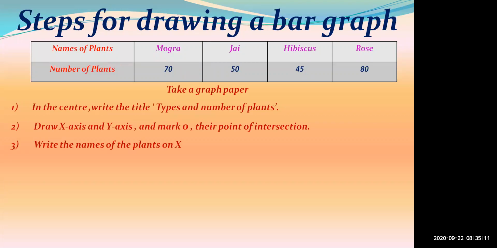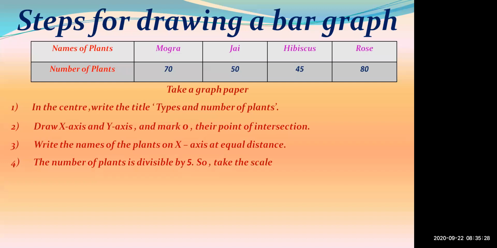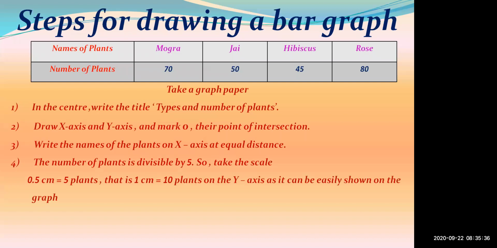Then what is our third step? Write the names of plants on the x-axis at equal distance. Means we will take some distance there, 1 centimeter distance, and on that distance we will write the names of these plants: mogra, jai, hibiscus and rose. Then what is our next step? Number of plants is divisible by 5. So take the scale. What scale will you take? 0.5 centimeter is equal to 5 plants, means you have to take the scale of 1 centimeter, so you will consider 10 plants as 1 centimeter on the y-axis. According to this information, you can draw the number of plants on the y-axis.